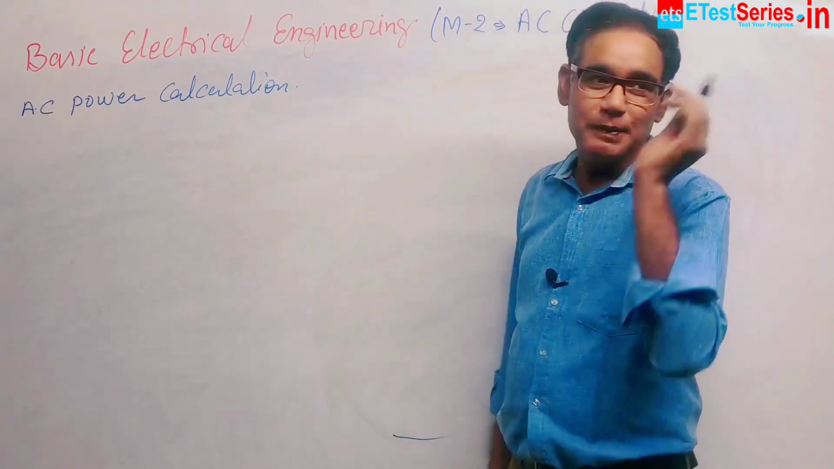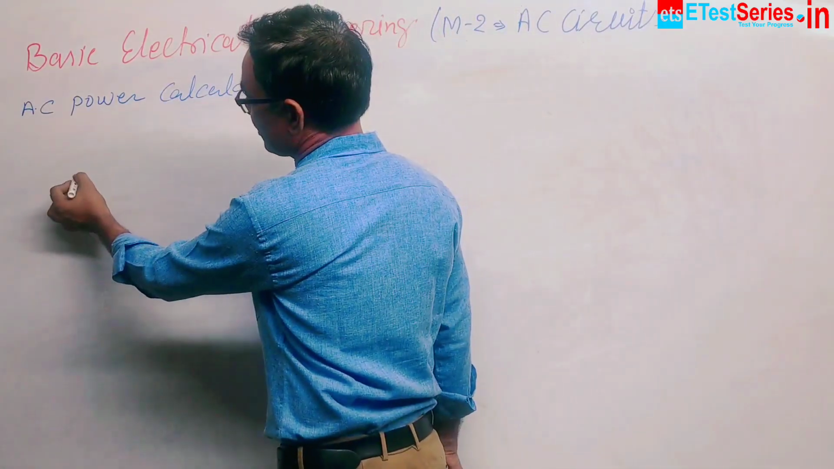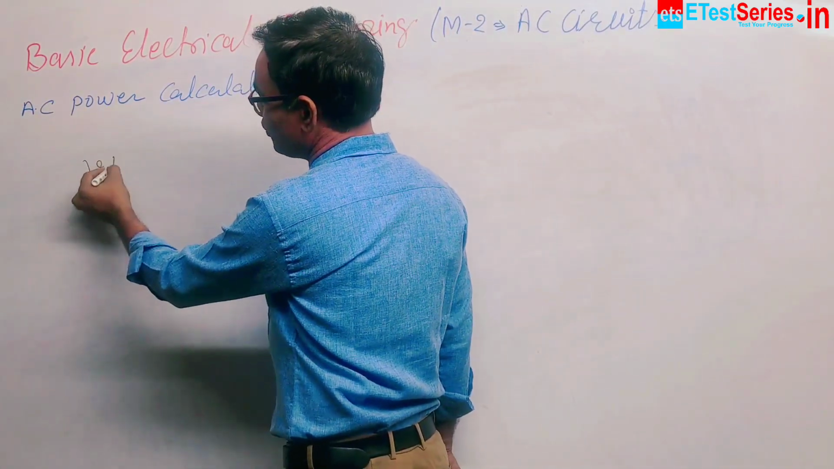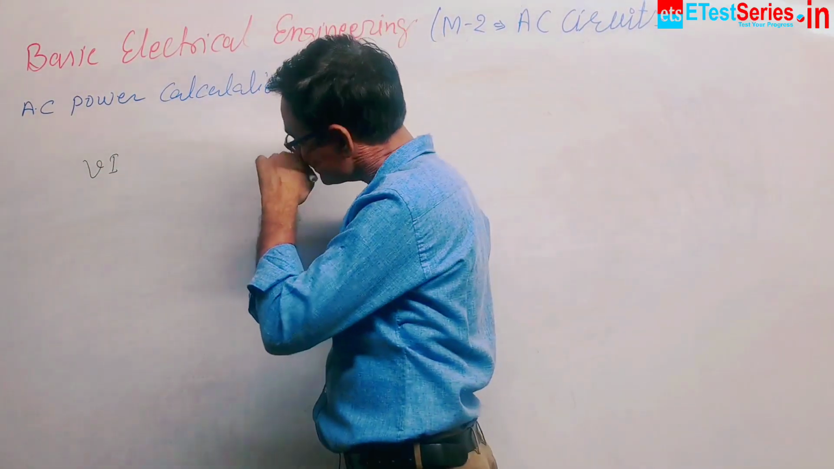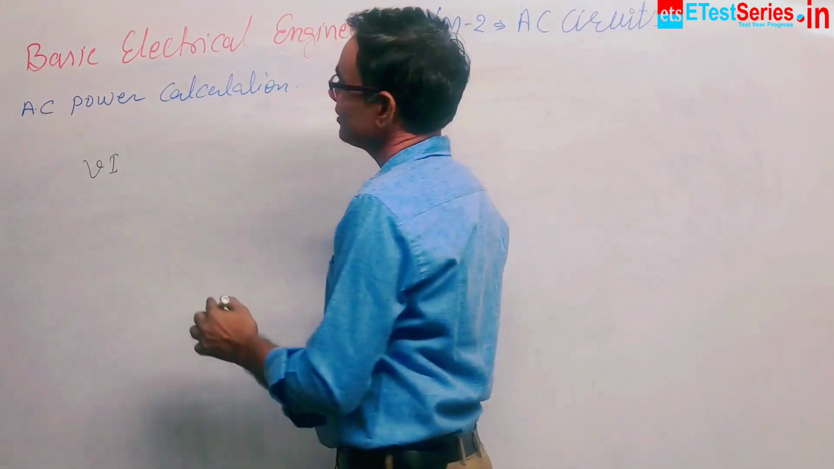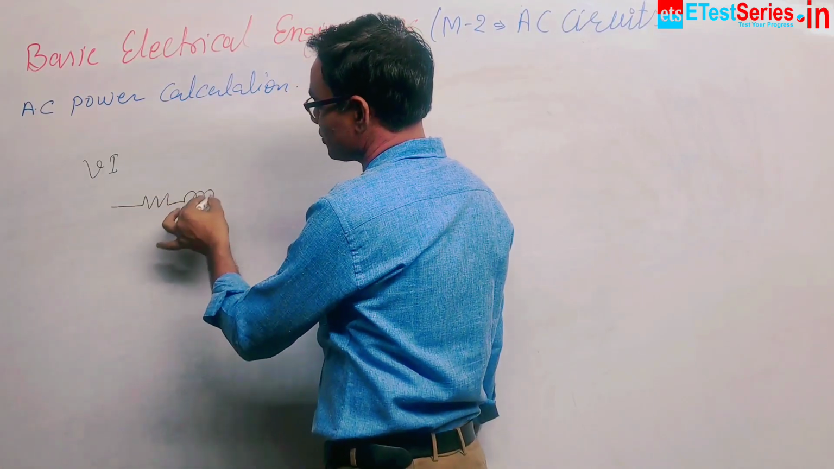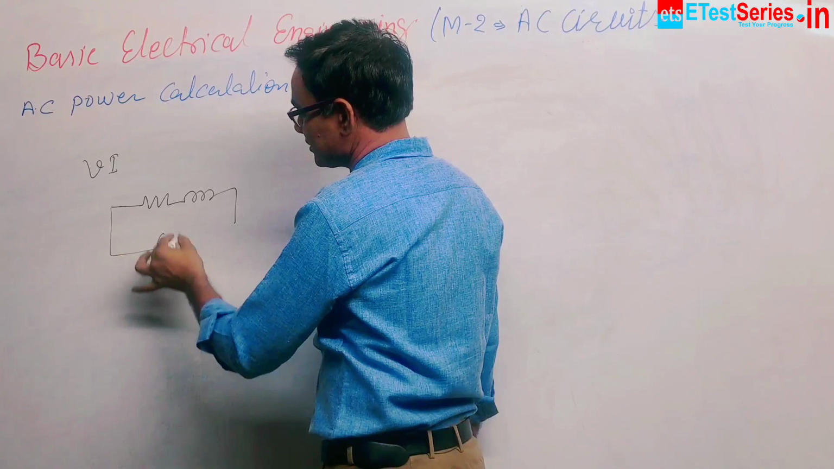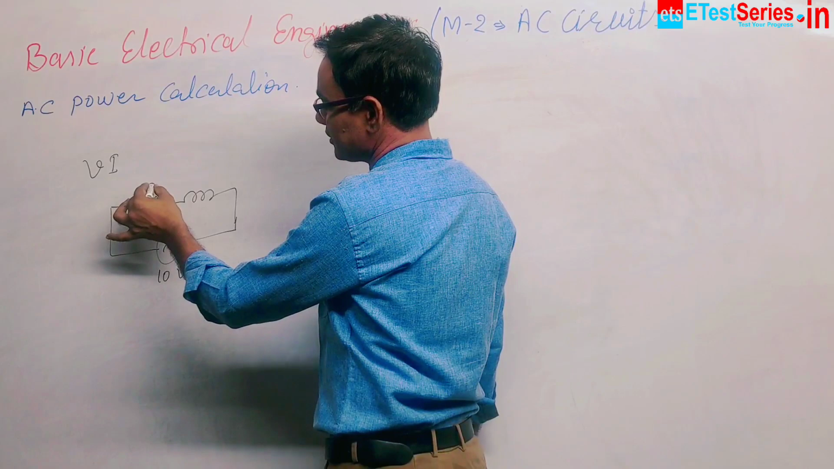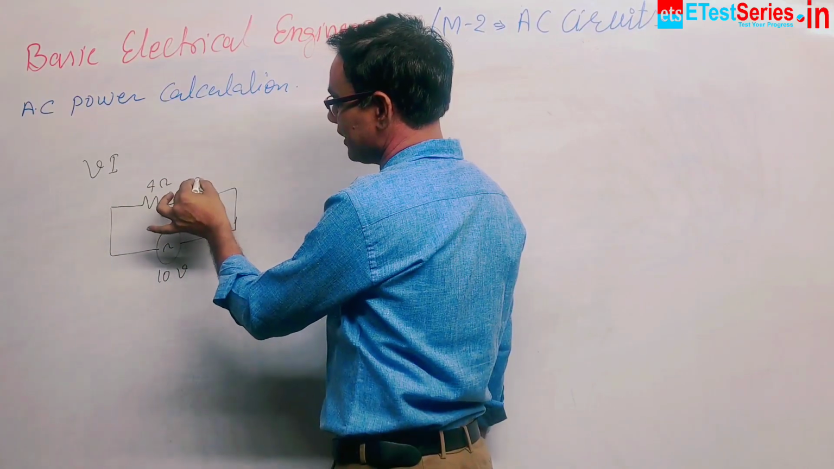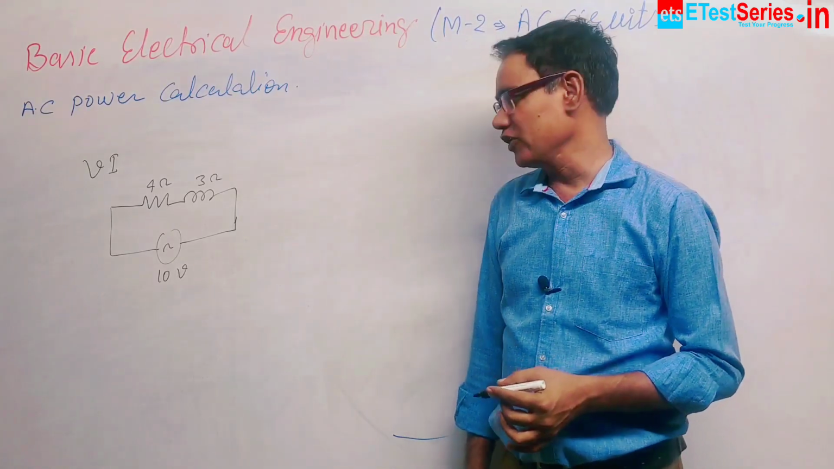ओके, चलिए अब अपन बात करते हैं एसी पावर कैलकुलेशन. तो एसी में जो पावर कैलकुलेशन होती है वो V इंटू I से काम नहीं चलेगा. कैसे काम चलेगा? सपोज दिस इज ए सिंपल सर्किट, इट हैविंग अ वोल्टेज सोर्स दैट इज 10 वोल्ट, and this is the resistance of 4 ohm, and this is the inductance of 3 ohm.